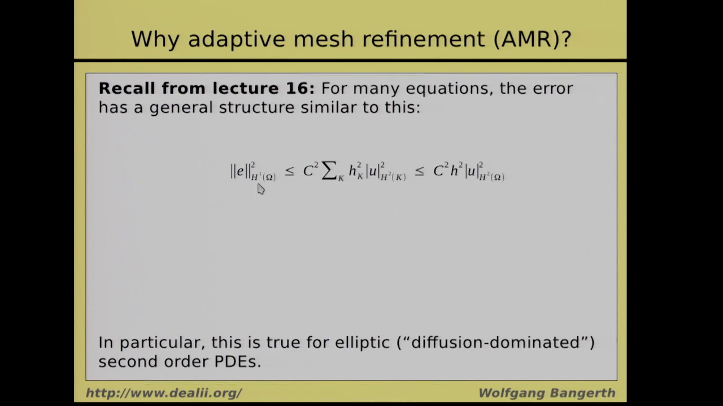that this quantity is bounded from above by some constant that I may or may not know, it's not all that important, times a sum over all of the cells times the square of the mesh size times the H2 norm of the solution on this cell. And you will notice that I have squares everywhere.